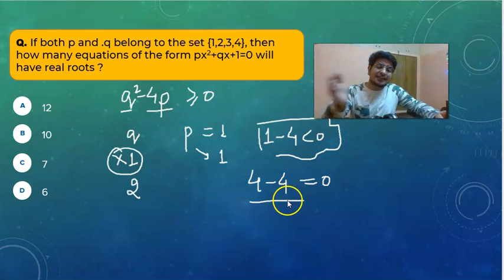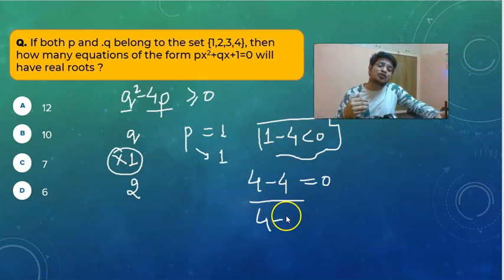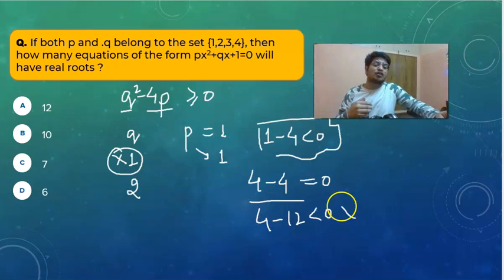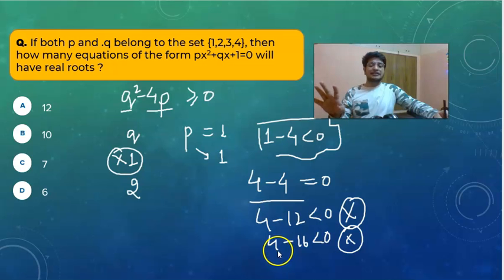Other than that we can't take any value because 4 into 3 will give you 12 and it is greater than 4. So 4 minus 12 is less than 0. So we can't take this one. 4 minus 16 is less than 0. We can't take this one. Hope you understand this thing.